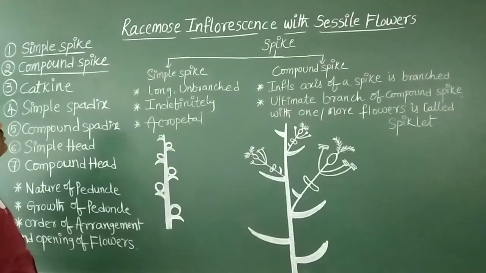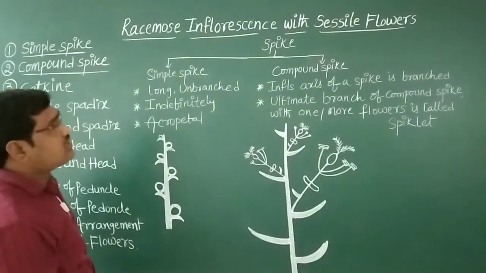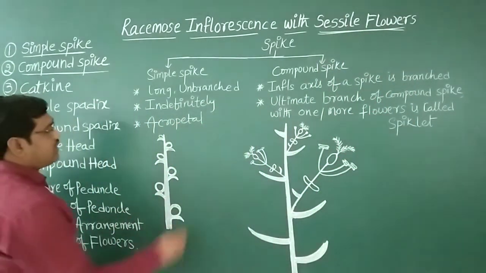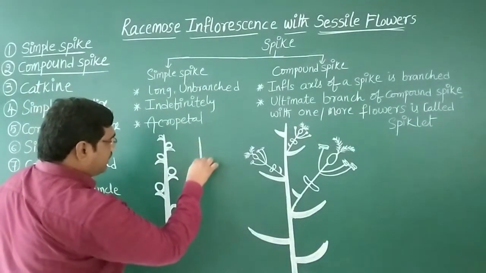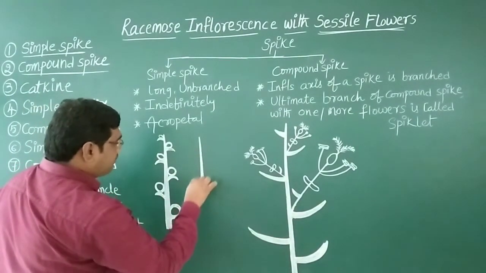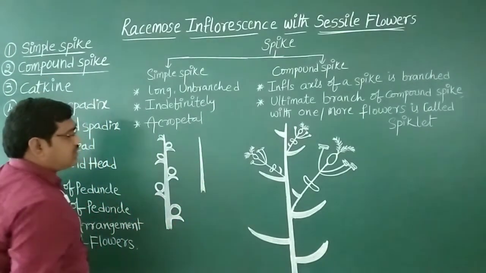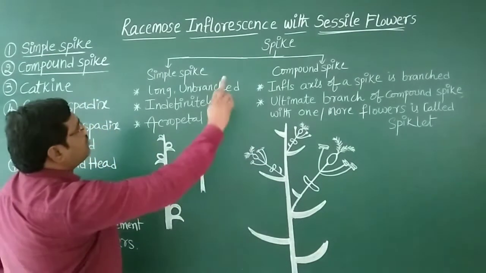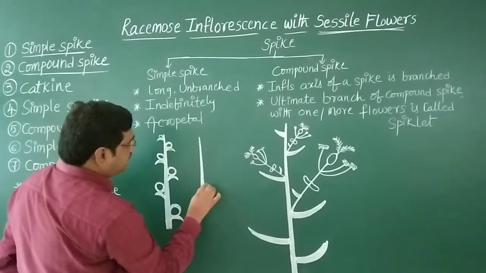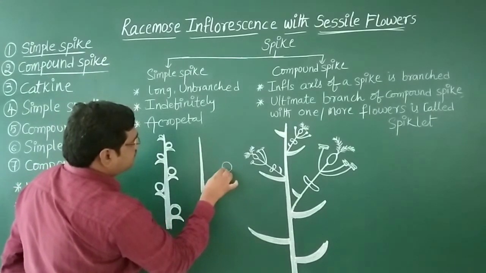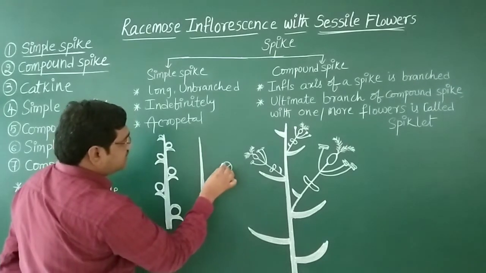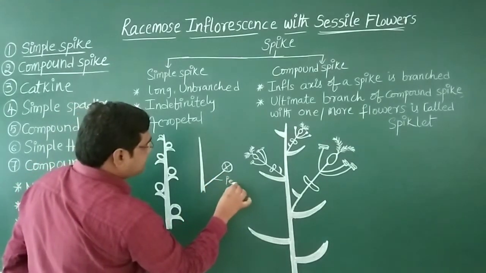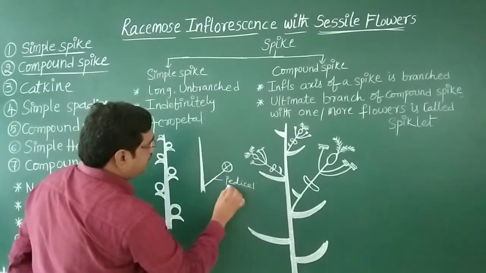Before we explain this topic, what are sessile flowers? See here, this is the peduncle. On the peduncle, the flowers are arranged in a systematic manner, like acropetal or centripetal. What is a sessile flower? This is the peduncle, and on the peduncle the flowers are formed. This is the flower. The flower with a stalk-like structure is called a pedicel.